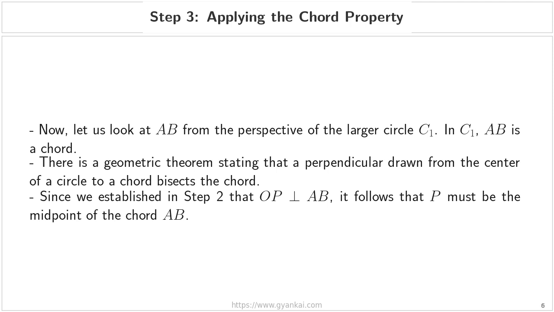Recall what we established in step 2 of our breakdown. We proved that the line segment OP is perpendicular to OB. Because this perpendicular relationship exists, we can logically conclude that the point P must be the exact midpoint of the chord OB. This is a crucial realization, as it tells us that the two segments, AP and BP, are perfectly equal.